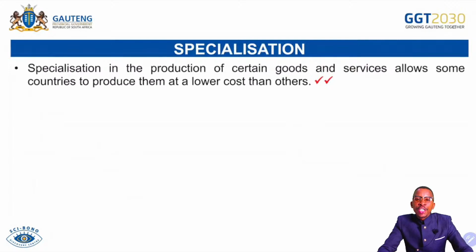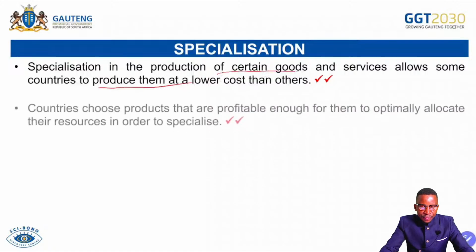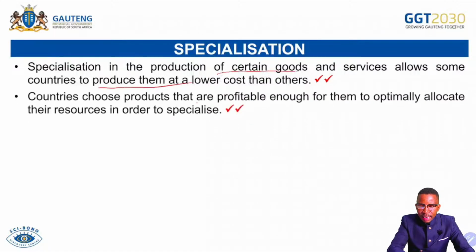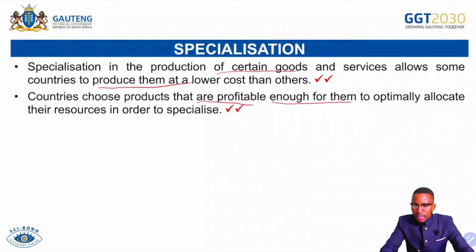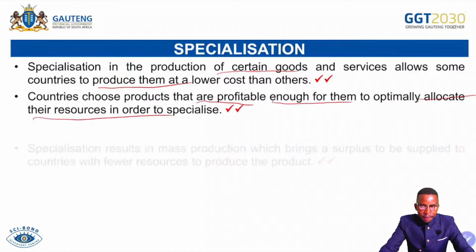Japan has an advantage in producing vehicles because it has invested mostly in automotive technology. So they have chosen to specialize in producing vehicles because of technology. Specialization in the production of certain goods and services allows some countries to produce them at a lower cost than other countries. Countries choose products that are profitable enough for them to optimally allocate their resources in order to specialize.